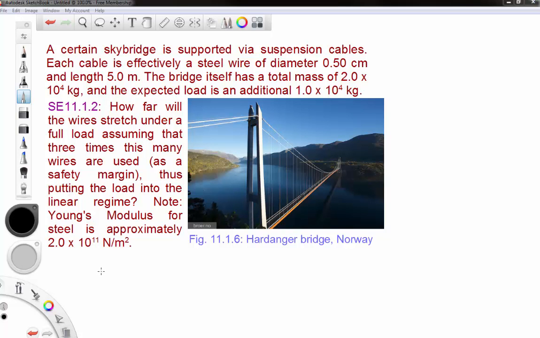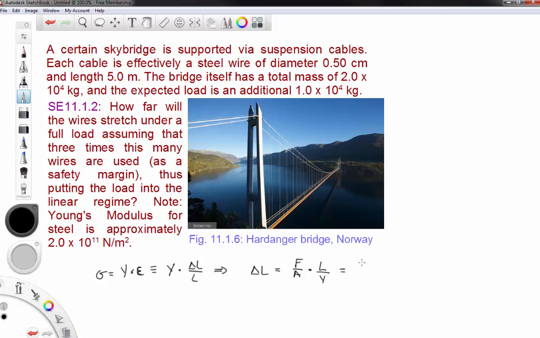Well, here we can use basically that stress is going to be Young's modulus times the strain. And the strain is given by the amount that they stretch divided by the initial length. So this would be Young's modulus times delta L over L. So if we wanted to find delta L, then we would basically solve by taking the stress, that's basically force per unit area, and multiplying it by the initial length divided by the Young's modulus.